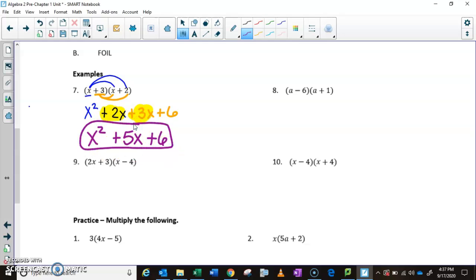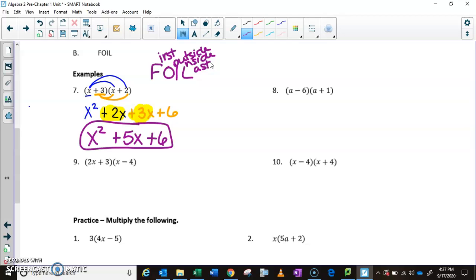So some of you remember this as double distributive. Some of you remember this as FOIL. So first, outside, inside, and last. So multiplying two binomials, following that process of FOIL. Okay, let's try another one.